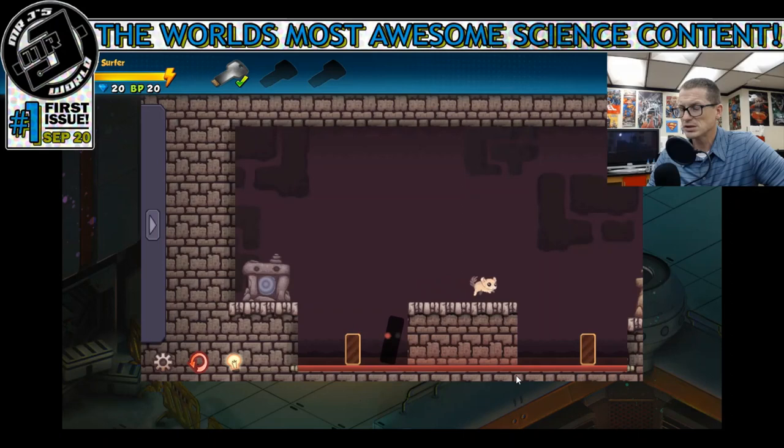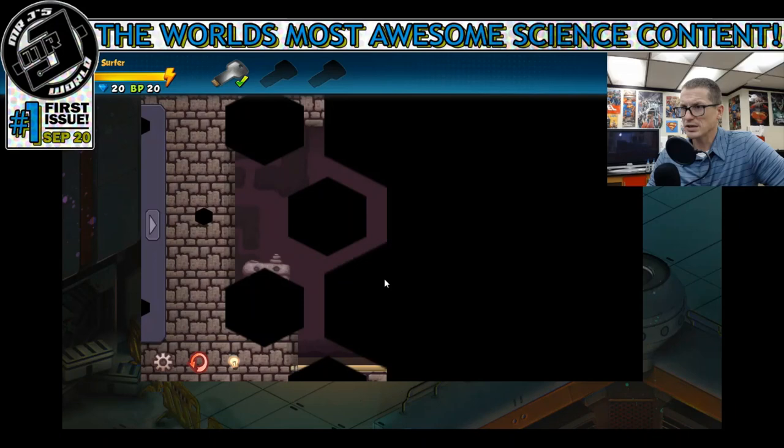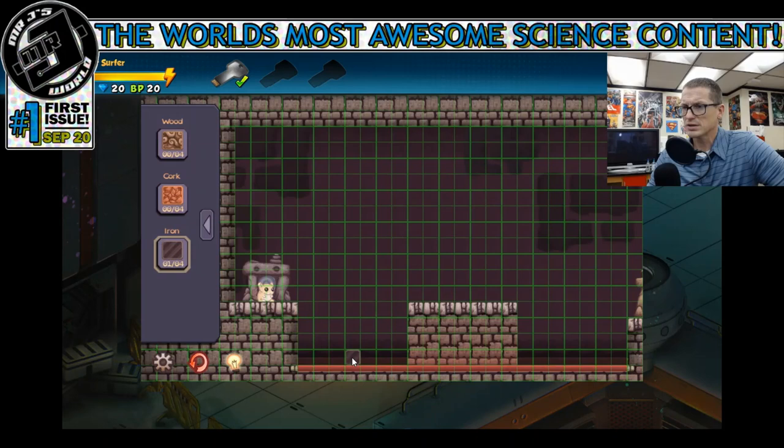Press confirm to reset the level. So iron I'm gonna put right here. This honestly is taking me forever. This is crazy. Do some cork right here. Did I do wood and cork on the wrong sides last time? I think I did. I think that's what it was.